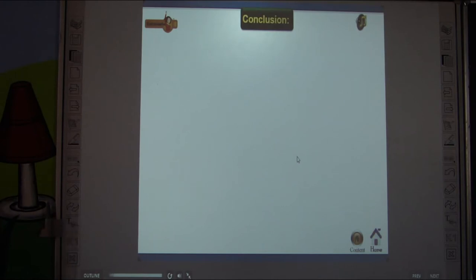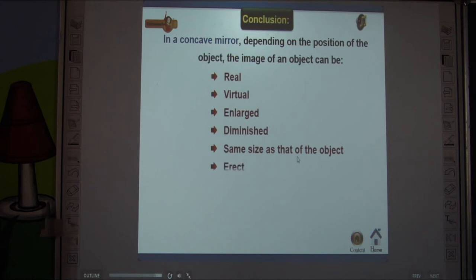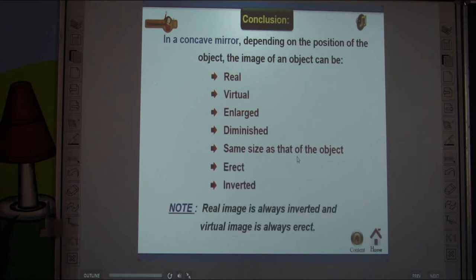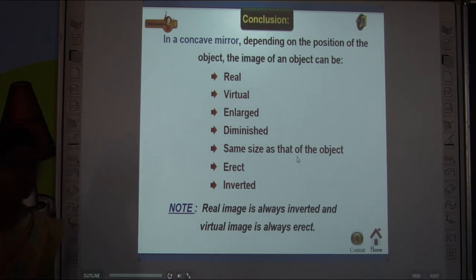So from these activities, it is clear that in a concave mirror, depending on the position of the object, the image of an object can be real, virtual, enlarged, diminished, of the same size as the object, erect, straight and inverted. So real image is always inverted and virtual image is always erect. Erect means straight. Make a note of it. Real image is always inverted and virtual image is always erect. So this is about concave mirror.